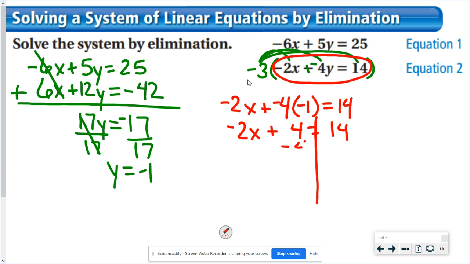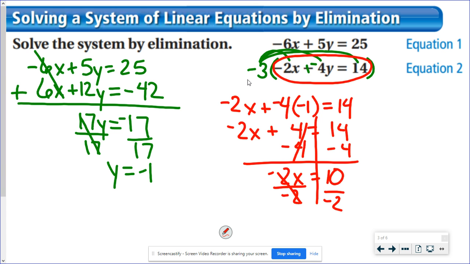And now I would get rid of that 4, and divide. So the x is -5. Now my ordered pair, every time x and then y, I'm going to get -5, -1.